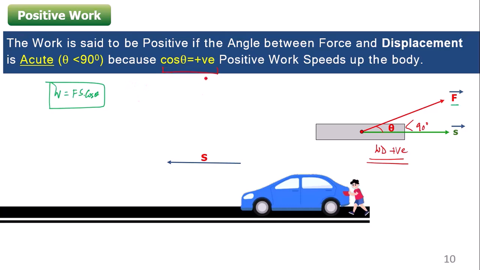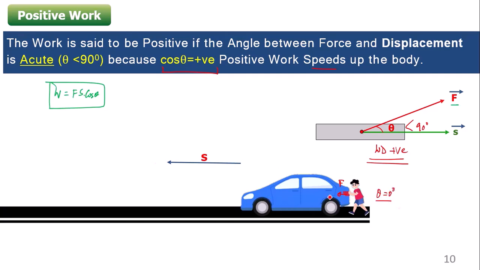Whenever I am doing positive work, the speed of the body should increase. So whenever we go for a work calculation, and I get the magnitude of the work to be positive, I can conclude that due to this work, the velocity of the body is going to increase. Let us say this boy is pushing this car, so he is applying a force in this direction. The direction of displacement is the same direction. So what is the angle theta? Theta is 0 degree.